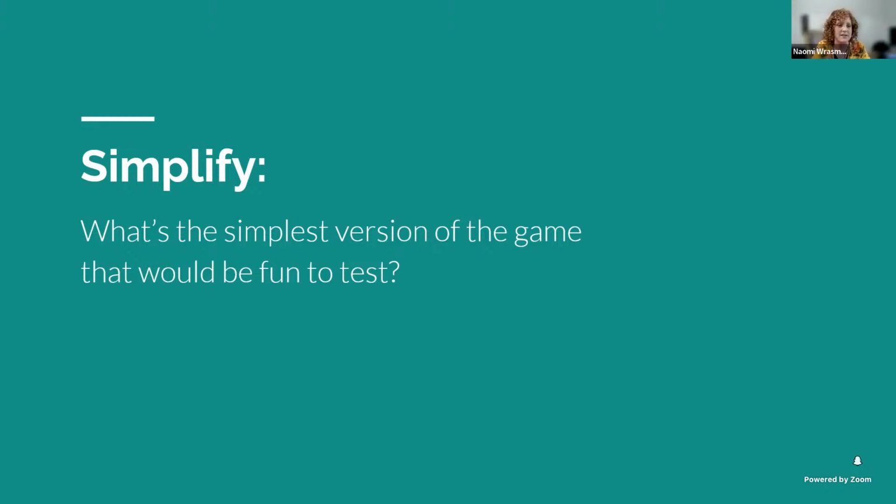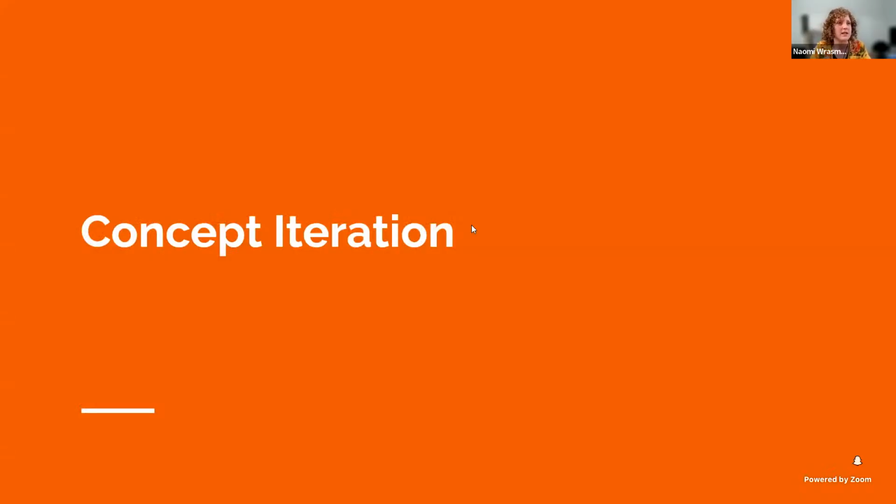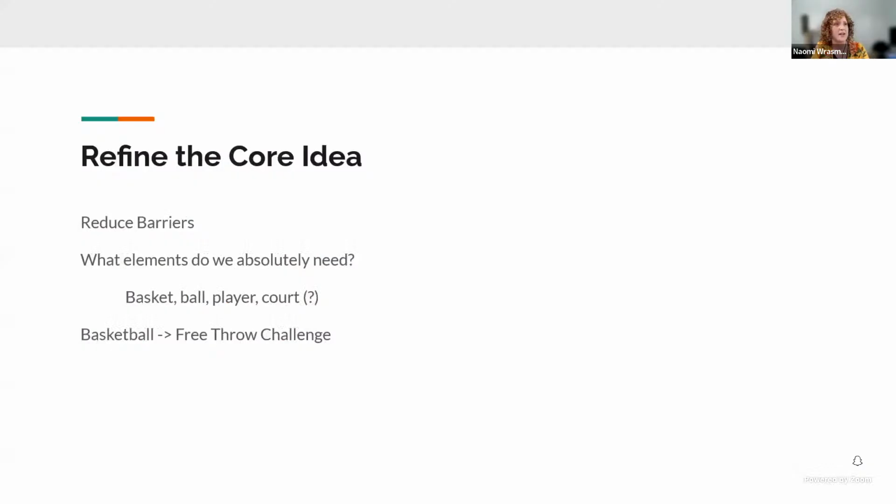But if we start off with that as our goal, that's pretty daunting. So let's look at how we can iterate this concept to form, again, a prototype that we can test and we can have fun testing. Those are our 2 goals for iterating the concept. So let's refine the core idea and reduce barriers wherever we can. So what elements do we absolutely need to test?